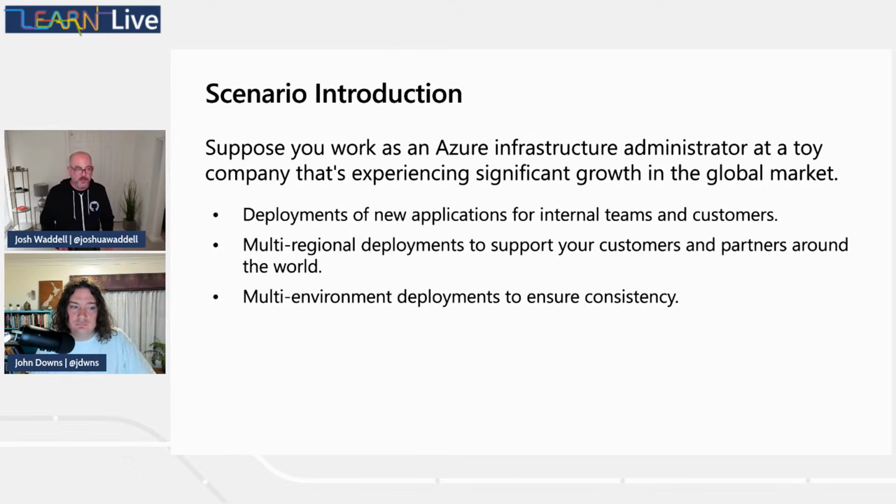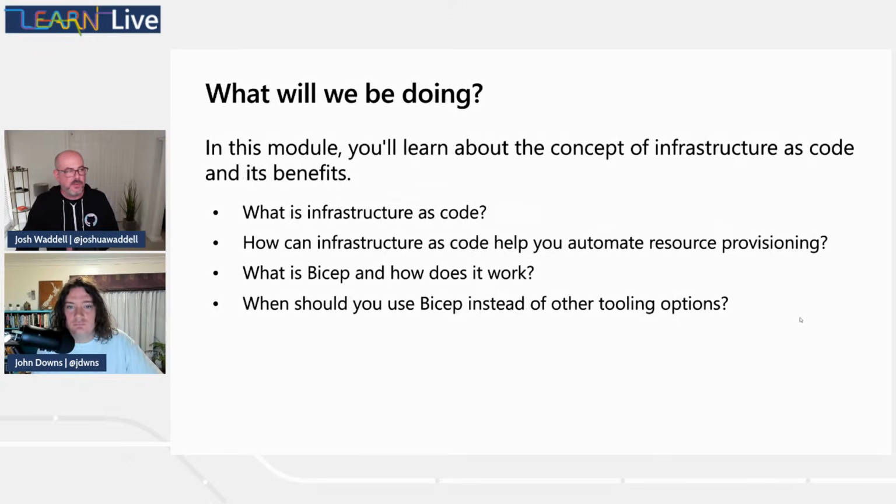So the scenario for this series is you are working as an Azure infrastructure administrator at a toy company that's experiencing some significant growth. Your team is finding that you're having to deploy new applications, both for internal teams and customers. You're doing multi-regional deployments to make these applications available around the world for your customers and partners. And you're also doing multiple environment deployments to help strengthen the consistency. So we're talking about production environments, development environments, test environments, QA environments, and so forth.